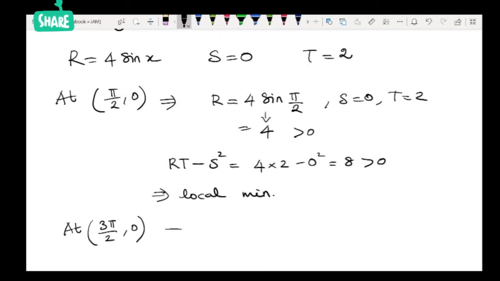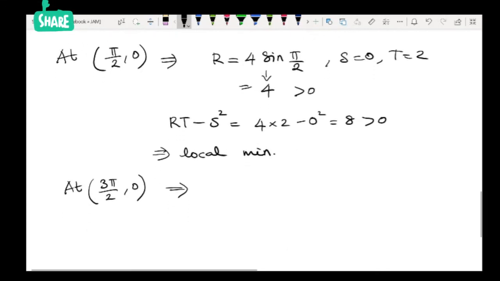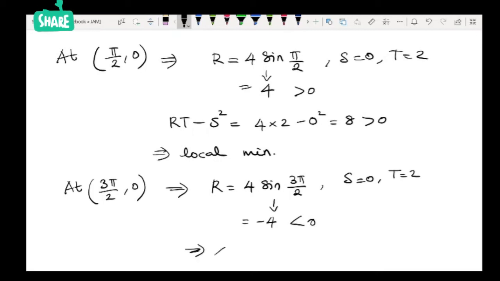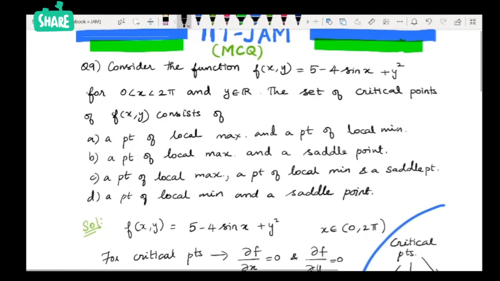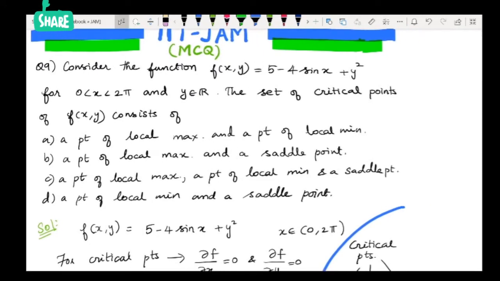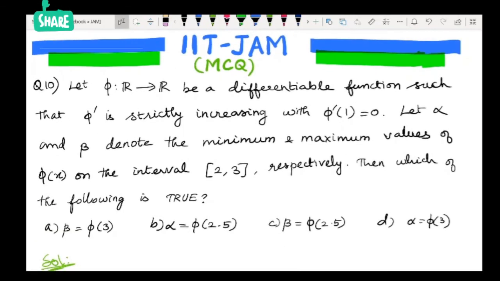And at (3π/2, 0), we have r equal to 4 sin(3π/2), and s is 0, t is 2. But sine 3π/2 is minus 1, so we have r equal to minus 4, which is less than 0. So at this point we have a saddle point. So we have one local minimum and one saddle point. So option D should be the correct answer, right? A point of local minimum and a saddle.